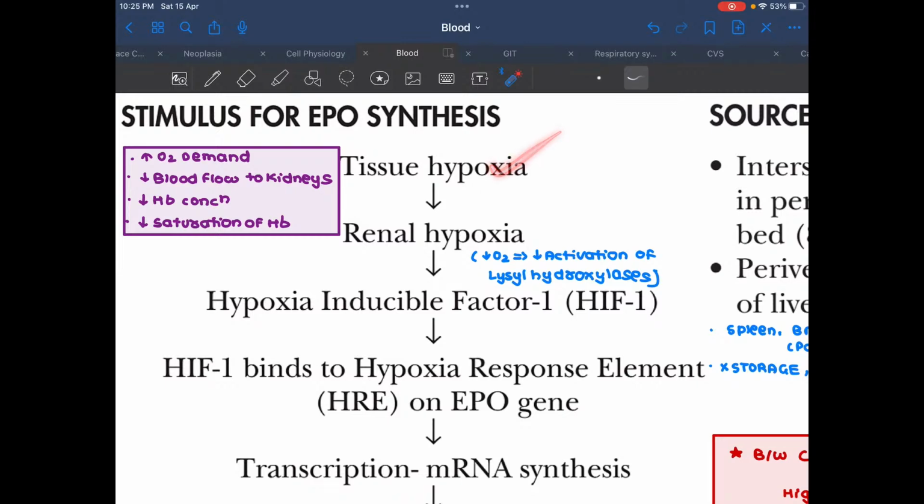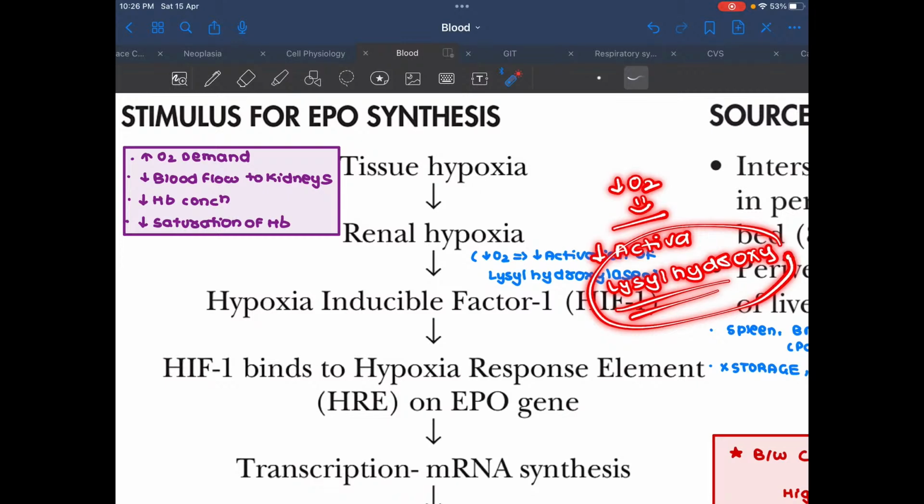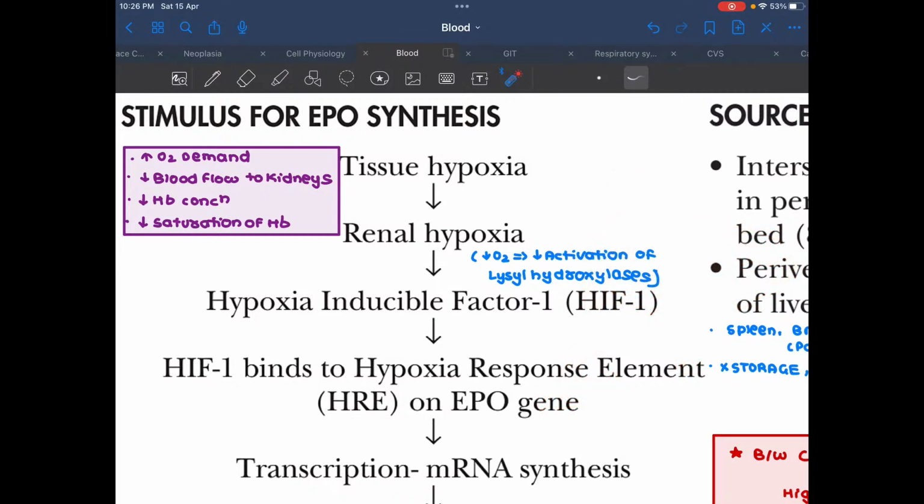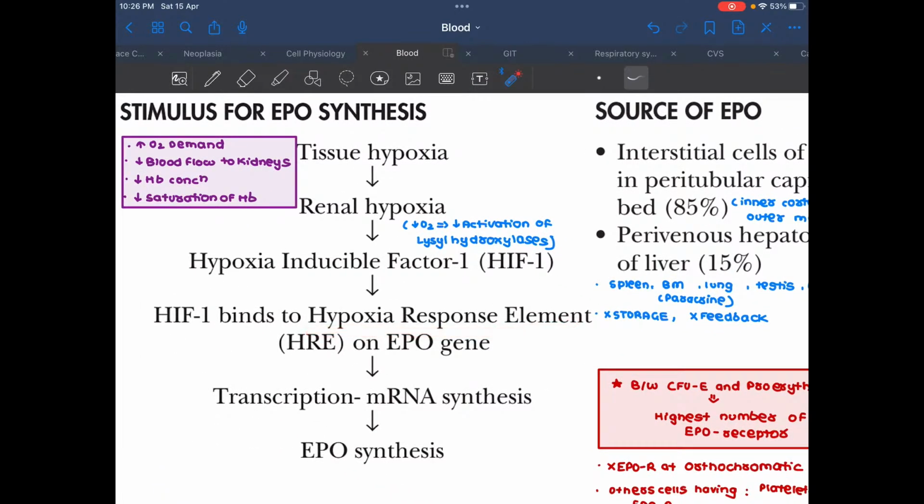So whenever tissue hypoxia occurs and renal hypoxia occurs, there is less O2. Whenever there is less oxygen, there is less activation of the enzyme known as prolyl hydroxylase. It's an oxygen sensitive enzyme, activated by oxygen. So whenever this enzyme is not there, the substance which was earlier being cleaved by this enzyme, that is HIF-1, which stands for hypoxia inducible factor 1, is not able to undergo degradation. So what will happen? HIF-1 is going to increase, and it's going to bind on the hypoxia responsive element on the 3' region of the erythropoietin gene, and because of that, erythropoietin synthesis will happen. So that is how it's mediated.